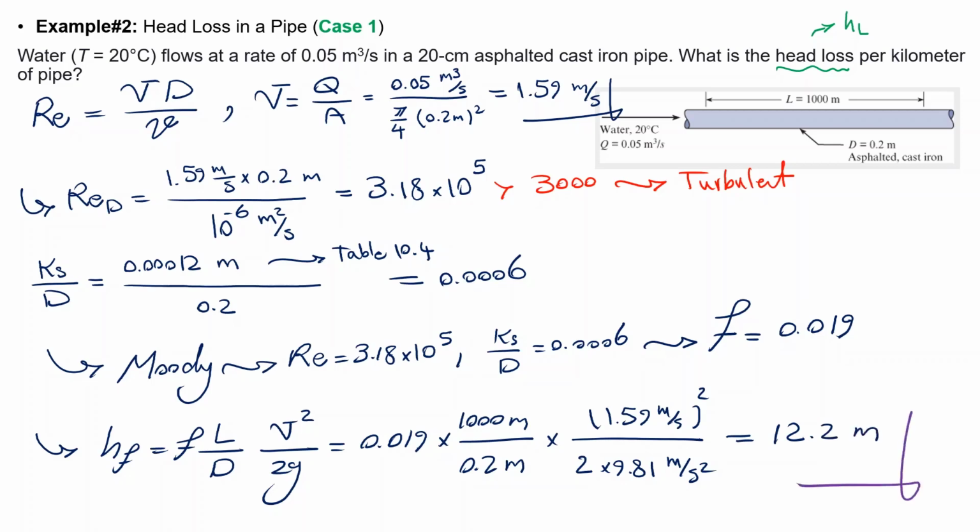Perfect. So over a pipe with a length of 1,000 meters, diameter of 0.2 meters, when water is 20 degrees Celsius and flow rate is 0.05 cubic meters per second, the head loss would be equal to 12.2 meters. And that's the case one type of problems that you might encounter. As you can see, it's not difficult. There is no iteration involved. It's very straightforward and explicit to find the value for head loss.